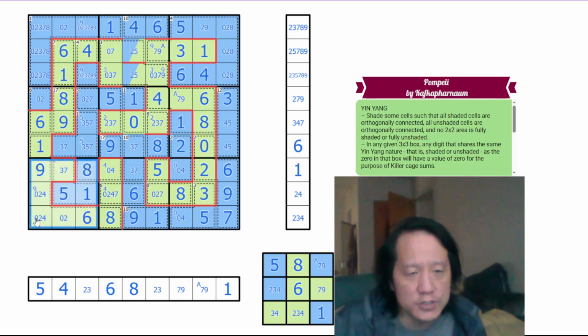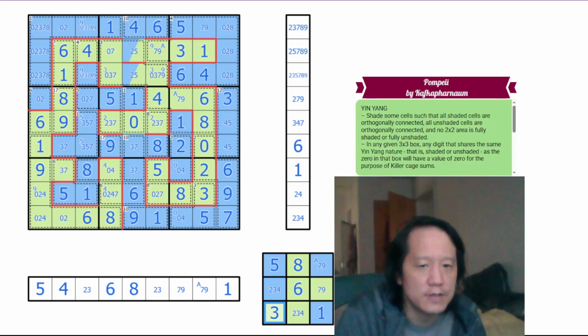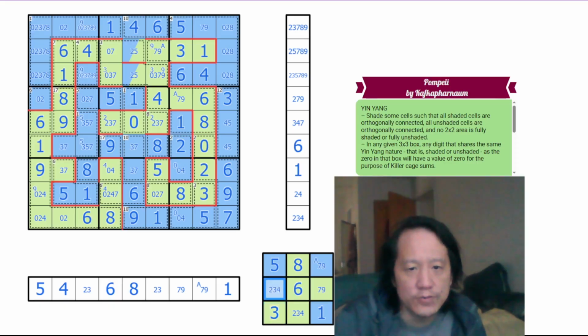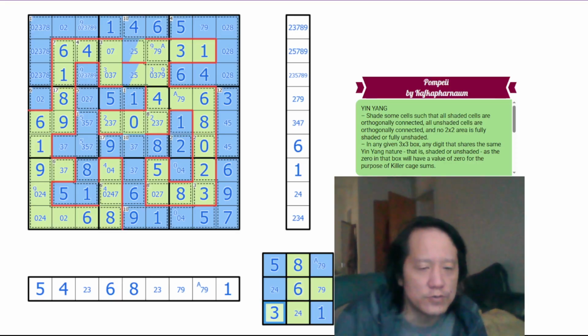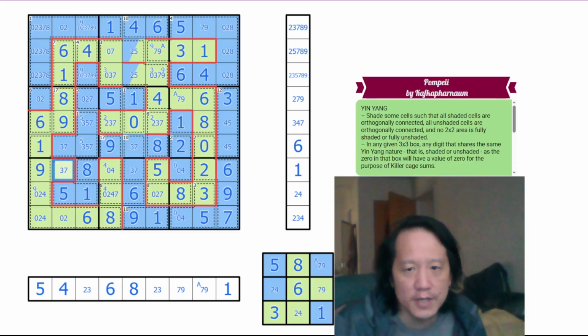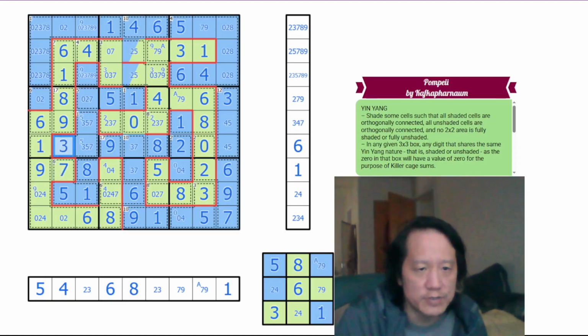In box 7, we have 0, 2, and 4, so this cannot be 4. We're missing a 3. So this can't be missing 3. This is not missing 3. It's 2 or 4. This is 2 or 4. So this can't be 3. This must be 7, which makes this 3. Which makes this 7, which makes that 3, 7.